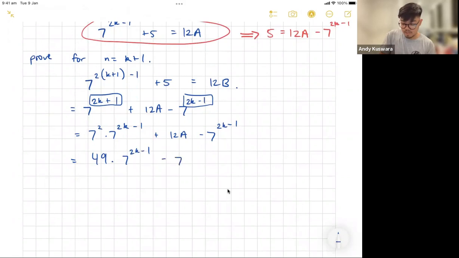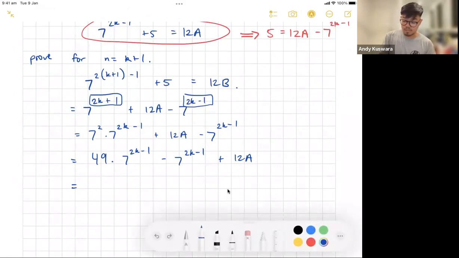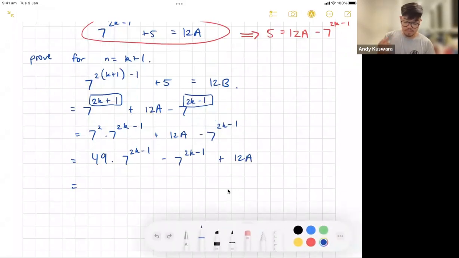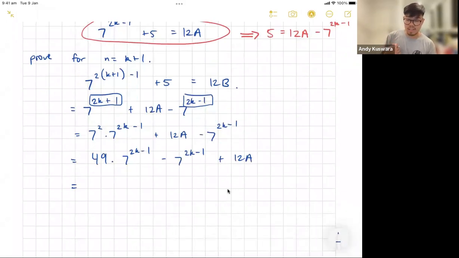I'm going to move the 7 to the 2k minus 1 there, and I'm going to have a plus 12a at the end. And I can see here there's 49 lots of this, whereas there's only one lot of that. That's kind of the trick here. We want to make the powers here kind of even and something to work with, so that way we can start to collect like terms.